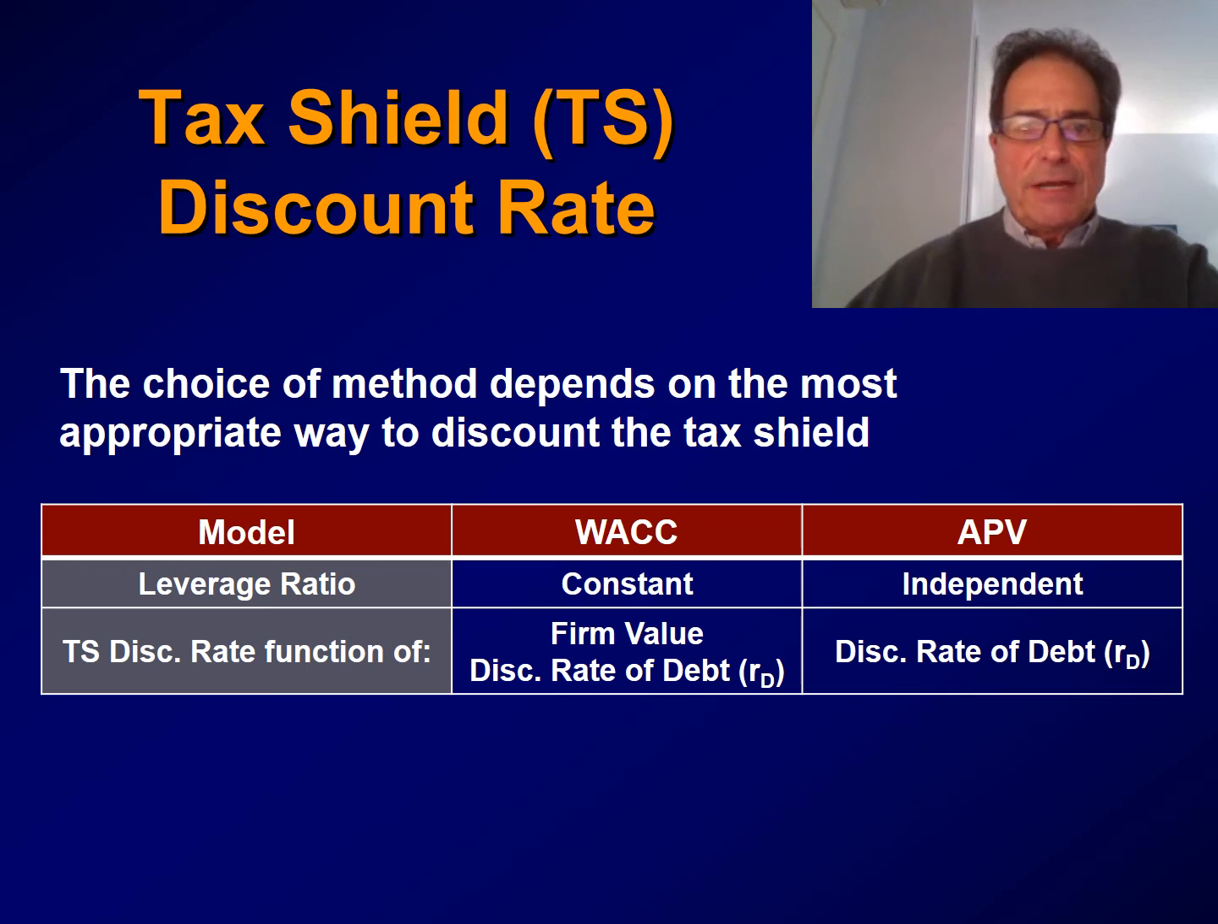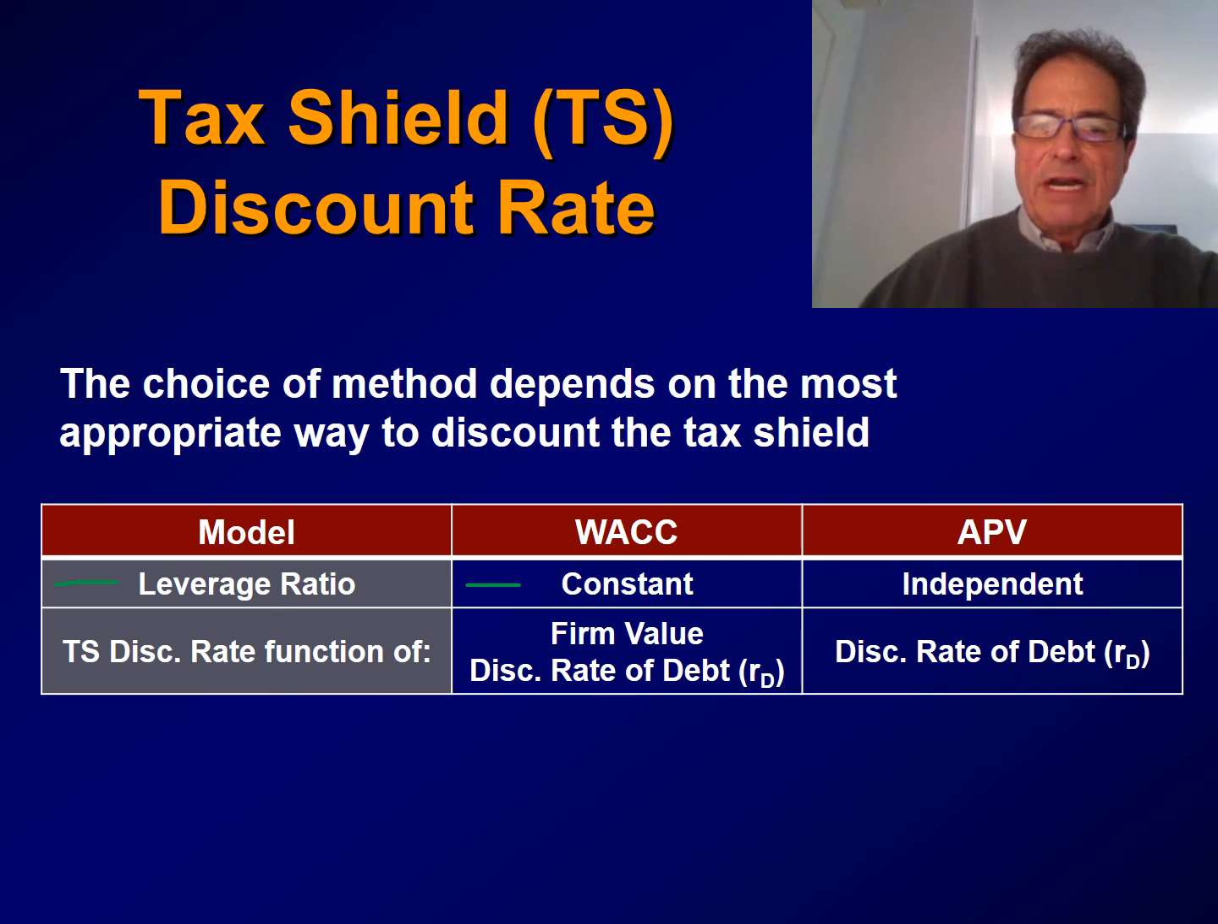The choice of method depends on the most appropriate way to discount the tax shield. Let's focus on this table. We have the two models, WACC and APV. First, let's look at the leverage ratio. We know that under WACC, the leverage ratio is constant, so the amount of debt is a constant proportion of the value of the firm. Under APV, the debt is an independent variable. Debt is determined by management and has no relationship whatsoever with the value of the firm.